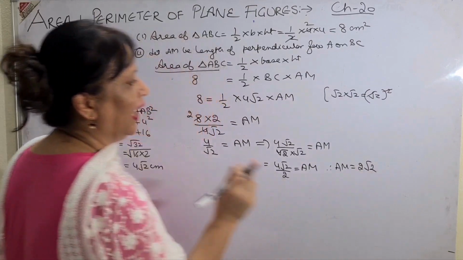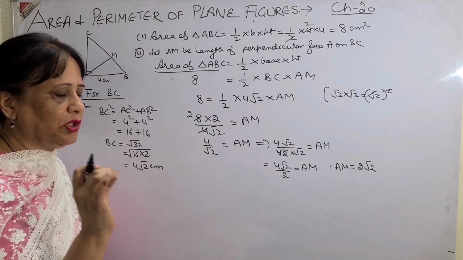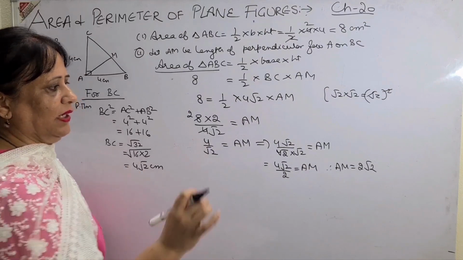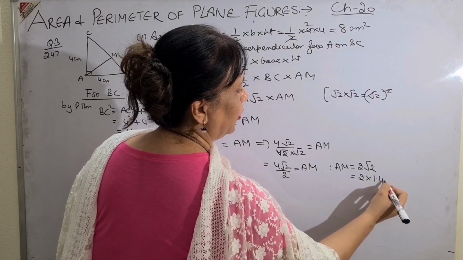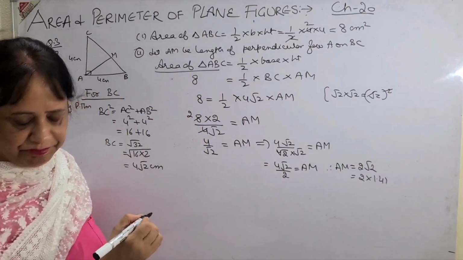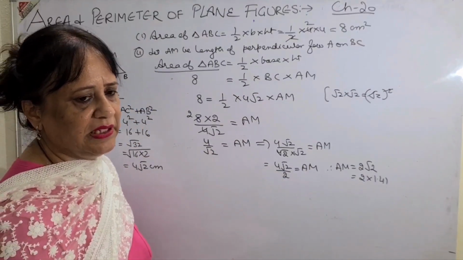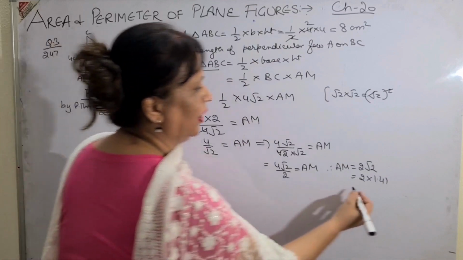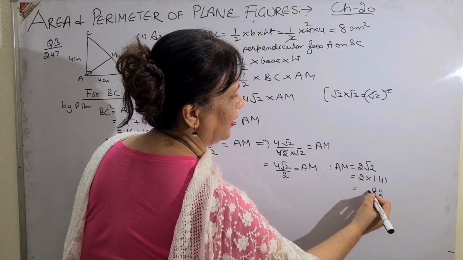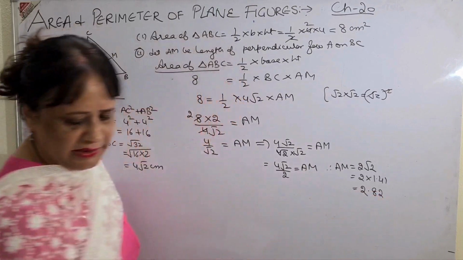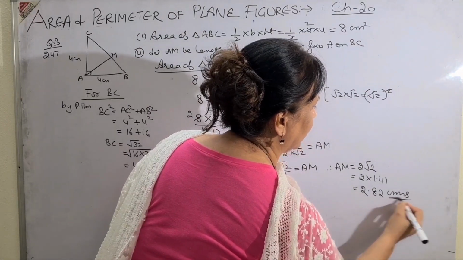root 2. You can have root 2 in the numerator in the answer, but it should not be in the denominator. Be careful. Or this will be 2 into 1.414, which is the value of root 2, which you must remember, or sometimes it is given in the question also, so nothing to be worried about. And you will get 2 ones are 2, 2 fours are 8, and of course 2 ones are 2. So the answer is 2.82 centimeters. See, I am very careful about the units.